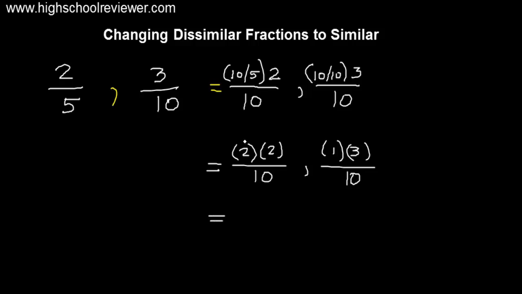And we have 2 multiplied by 2, that is 4 all over 10. And we have 1 multiplied by 3, that is 3 all over 10. 2 over 5 and 3 over 10, when converted to similar fractions, become 4 over 10 and 3 over 10. And these are our final answers.